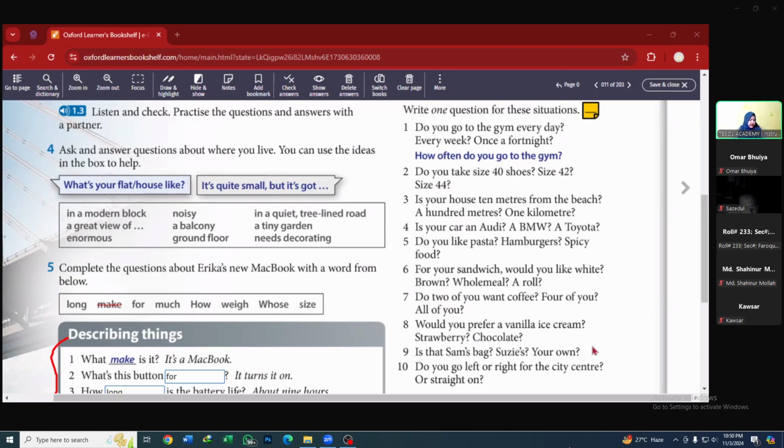Where do you go? It might have been right if there weren't any specifications given here, but there is a specification here. Do you go left or right for the city center? So that person is asking for the direction to go to the city center, right? So it will be, which way do you go for the city center? Well tried, Mr. Farooq. Very good. So they're asking about which way is correct to go to the city center. Well done. Great work, all of you.